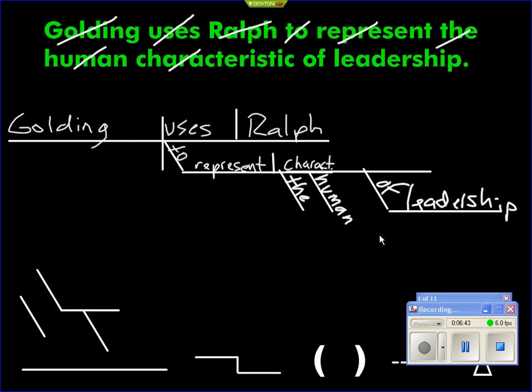Golding uses Ralph to represent the human characteristic of leadership. The only thing that is relatively new in this is understanding what an infinitive is. But a lot of the diagramming principles are the same. Very little is new.